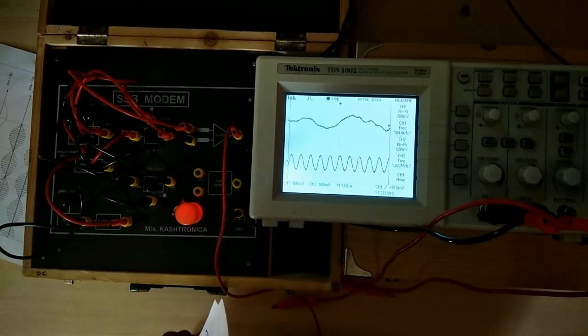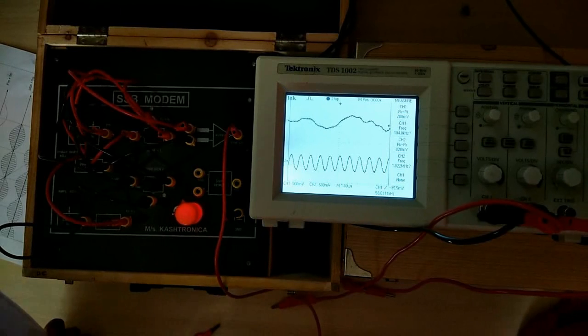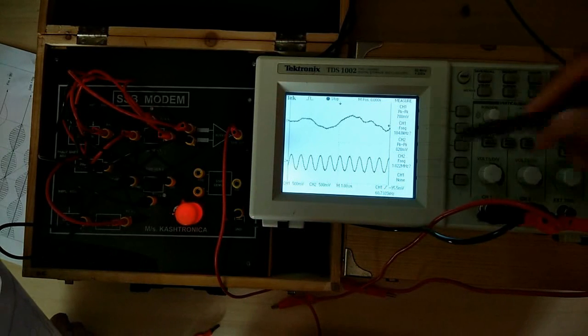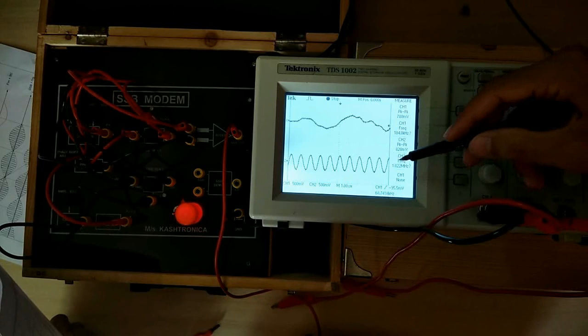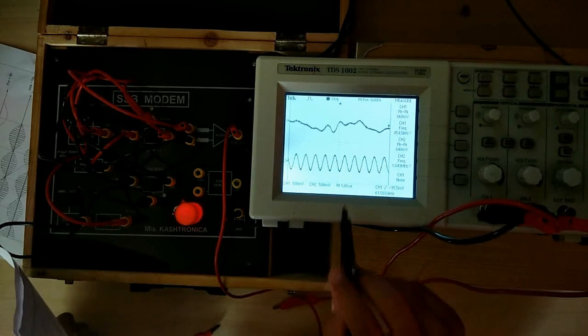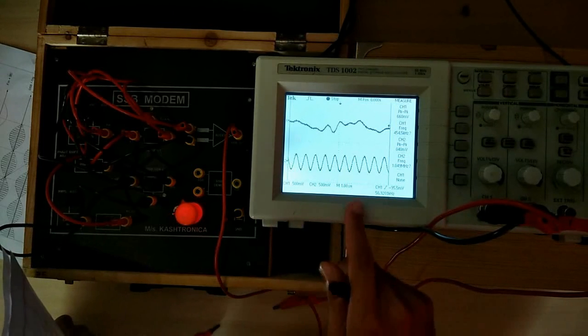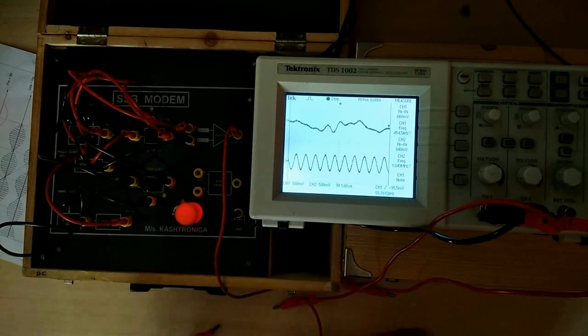So you can see in the spectrum very precisely whether this is a USB or LSB. But in time domain we are not able to see. This is 1.022 something. It's showing different values at different times. So we need to see the spectrum so that we can justify whether it is an upper sideband or lower sideband.